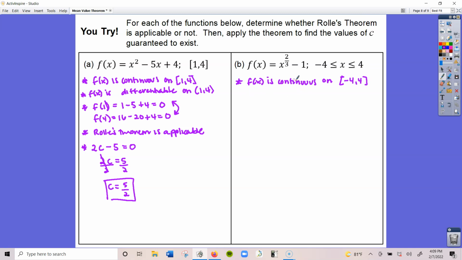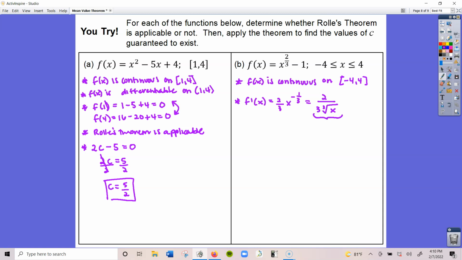Now I have to determine differentiability, and it has to be differentiable on that interval. So this may be a little bit harder if you don't have a graph. So I'm going to take the derivative and make sure that the derivative won't have a denominator that will equal 0 within that interval. So f prime of x is going to equal 2/3 x raised to the -1/3, which is the same thing as saying 2 over 3 times the cube root of x.